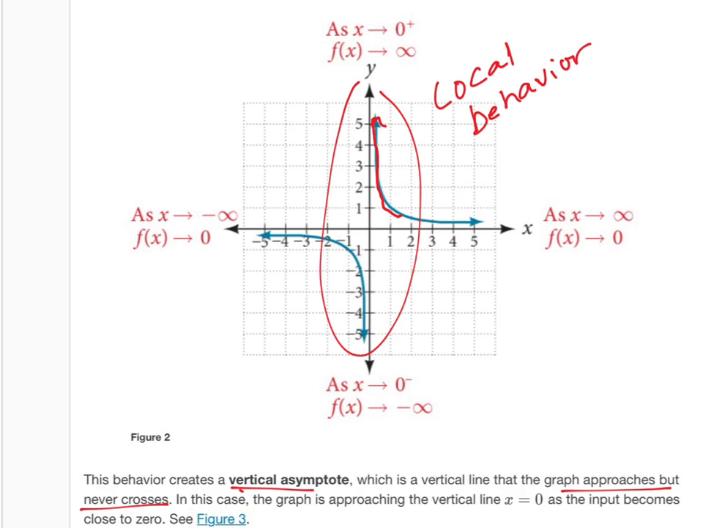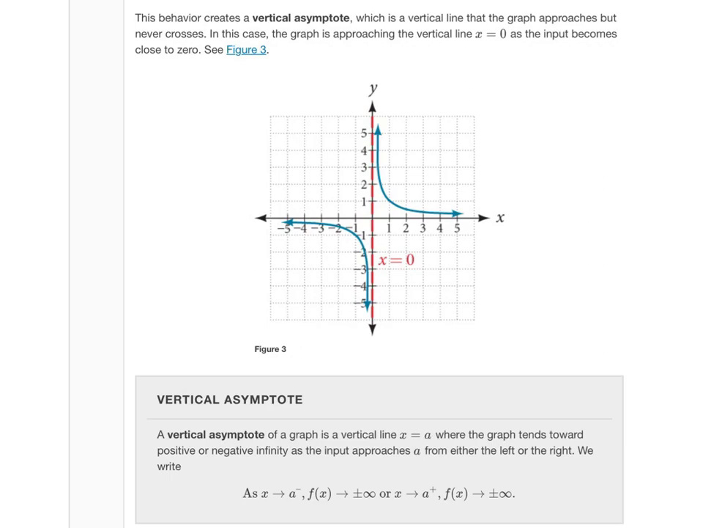Do you understand? Okay, so we have here, it's a vertical line the graph approaches but never crosses. I would like you to write this. Or maybe you don't even have to write it. I won't make you write it if you can understand what I'm saying. All right? A vertical asymptote of a graph is a vertical line at x equals a, where the graph tends toward positive or negative infinity. Okay, so if your function ever breaks and the branches tend to go to positive infinity or negative infinity, you're dealing with a vertical asymptote.